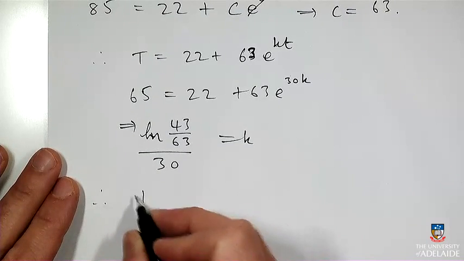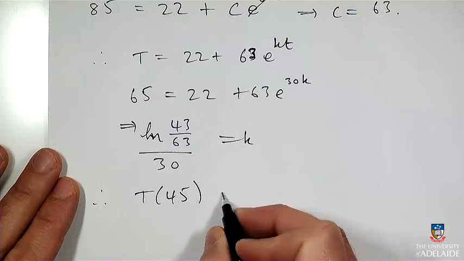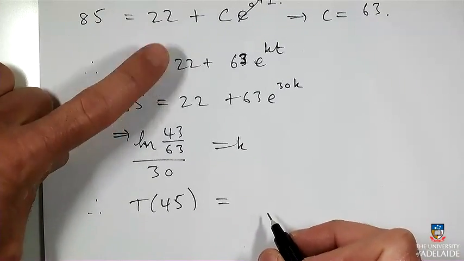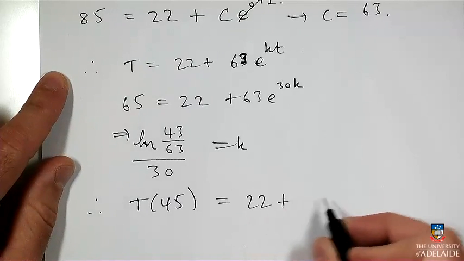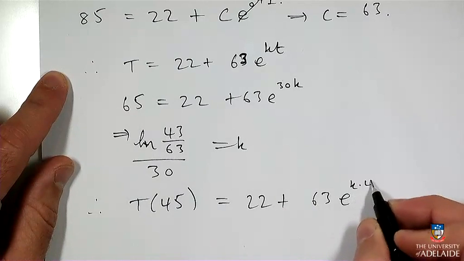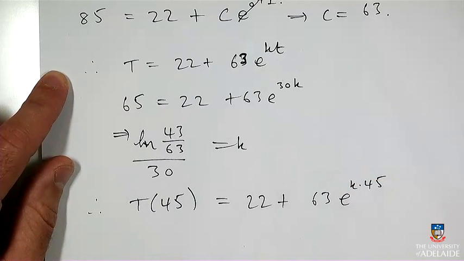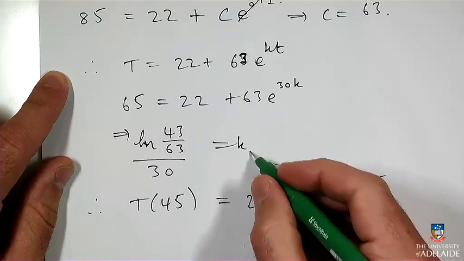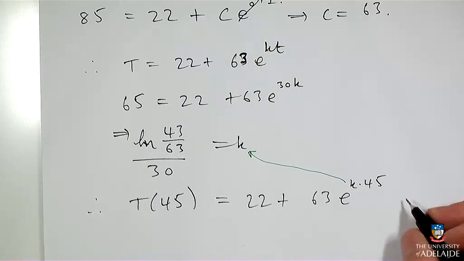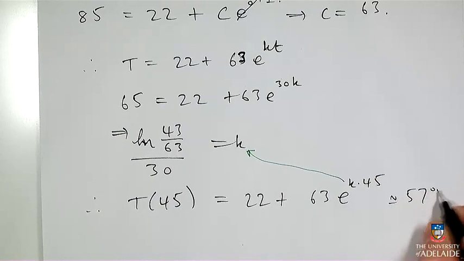If we want to know T of 45, all we have to do is plug it into this formula: 22 plus 63 times e to the k times 45, where k is this. That's just a number, so just put it into your calculator and work it out. This one I wrote down. It ends up being about 57 degrees.